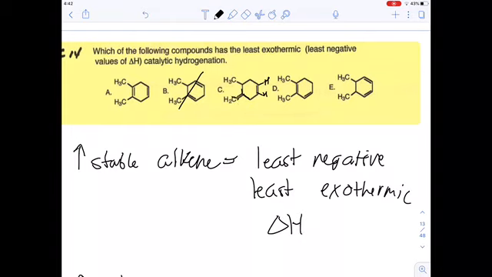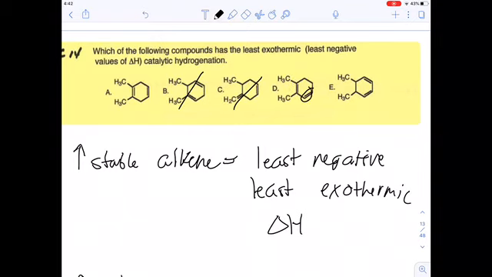So C has one that's half, and then it has one that's terminal. So this one's only substituted in 2 places. So that's not very good. Already A is still going to be more stable than C, so it's going to have a lower heat of catalytic hydrogenation, or less negative, I should say, not lower. So it's not going to be C.